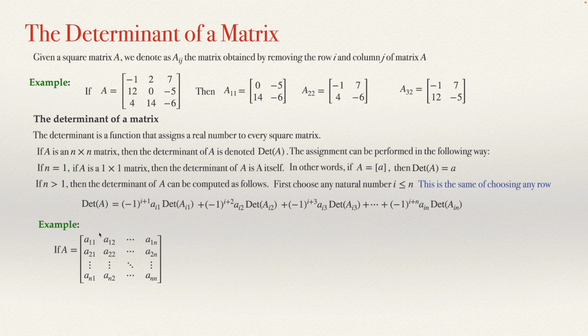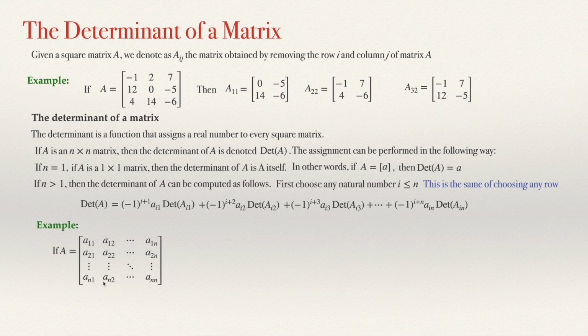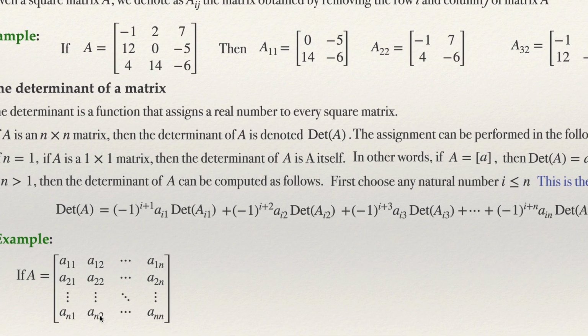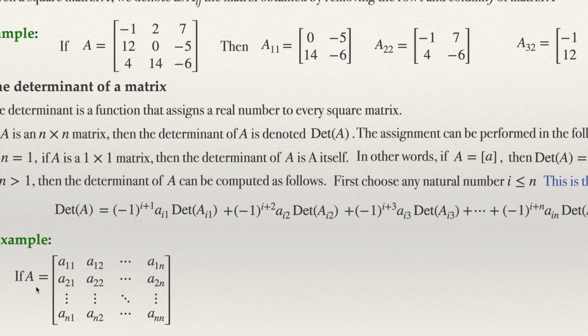A sub 1,2 will be the element in the first row, second column. A sub n,2, for example, will be the element in row n and column 2, etc. If I need to find the determinant of this, the first thing I'm going to do is choose a row, choose an i, choose row 1, for example. If you choose row 1, then by the definition this i will be 1, so it will be 1 plus 1 equals 2. So it will be minus 1 to the power 2. Here will be A sub 1,1, and here will be the determinant of A sub 1,1, the determinant of the matrix that you obtain when you remove row 1, column 1.